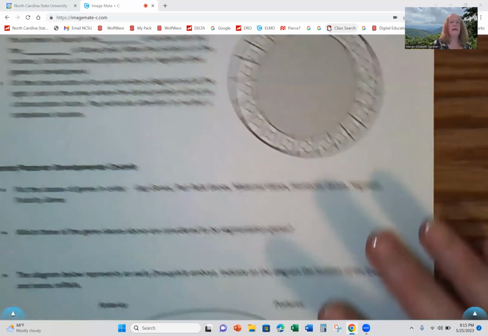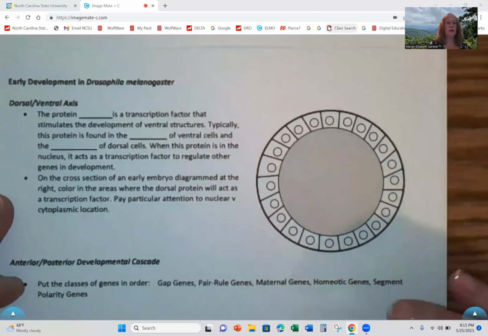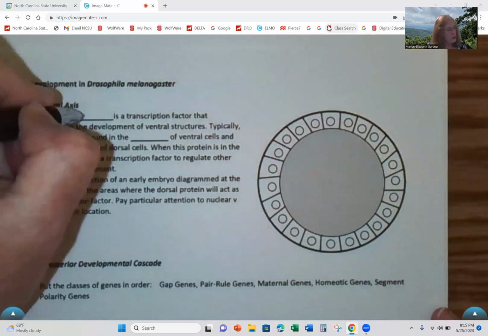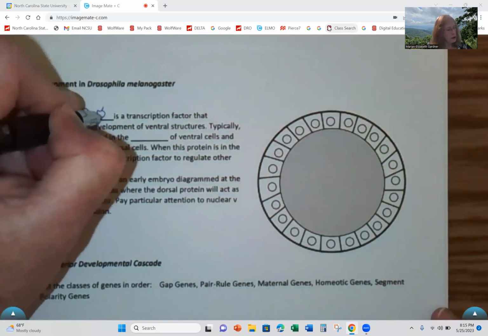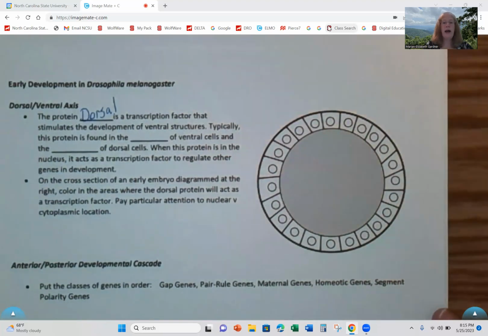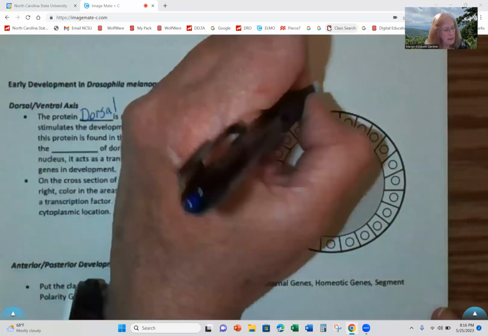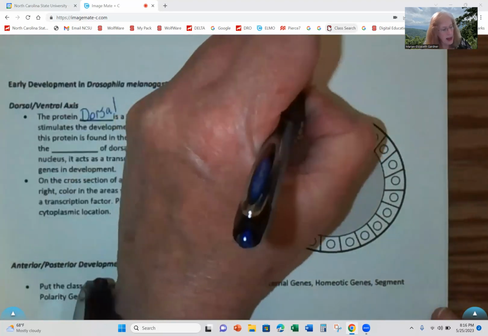One of the genes that we looked at is called the dorsal gene. It's the dorsal gene. It makes the dorsal protein. And the dorsal protein is a transcription factor that's important in determining the dorsal ventral axis of the fly. So the dorsal side, this is the dorsal side, is the back.